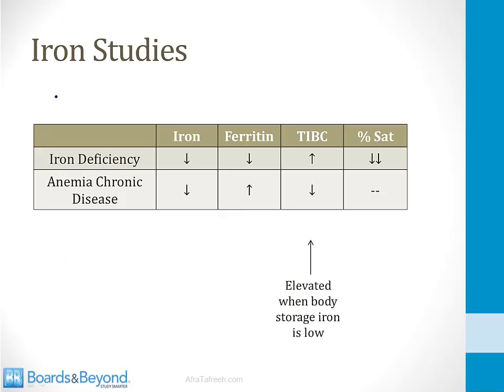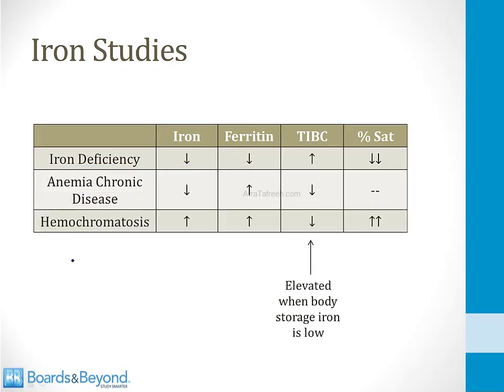So here's a slide comparing the iron studies among patients with iron deficiency and anemia of chronic disease. They both can have low iron levels, so that's not very helpful. However, the ferritin goes in opposite directions. It will be low in iron deficiency and increased in anemia of chronic disease. The TIBC, or transferrin, also goes in opposite directions. What this means is that the percent saturation will be very low in patients who have iron deficiency, and it's usually normal in patients who have anemia of chronic disease.